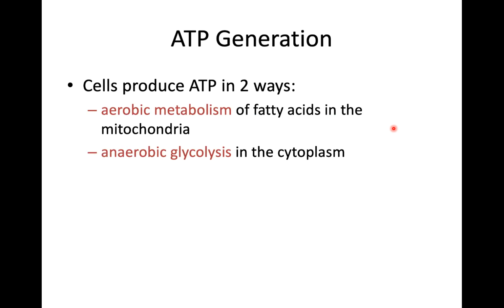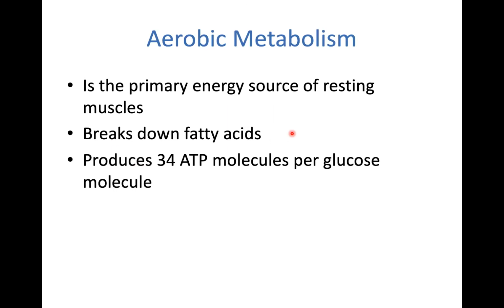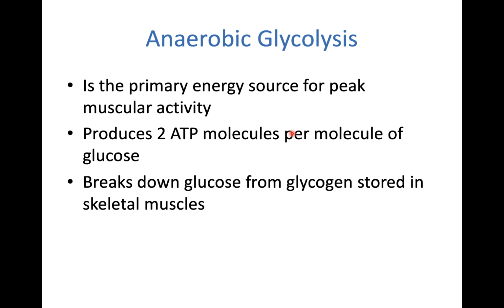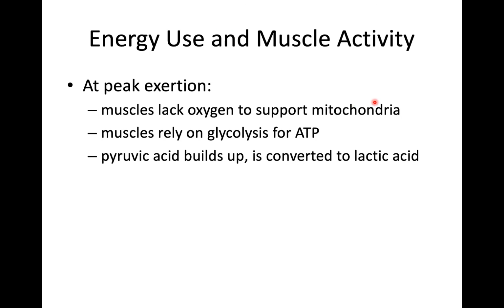Now, naturally, your body can generate ATP in the aerobic mechanism or the anaerobic mechanism. This one uses oxygen. This one does not use oxygen. Make sure to read through aerobic and anaerobic and be able to differentiate between them, please. And then read a little bit about energy use at peak usage, which means you're like maybe sprinting for an hour.